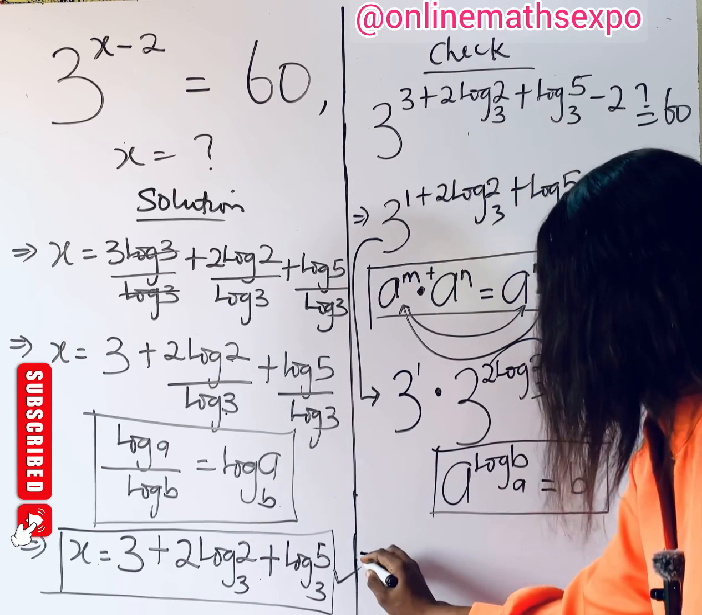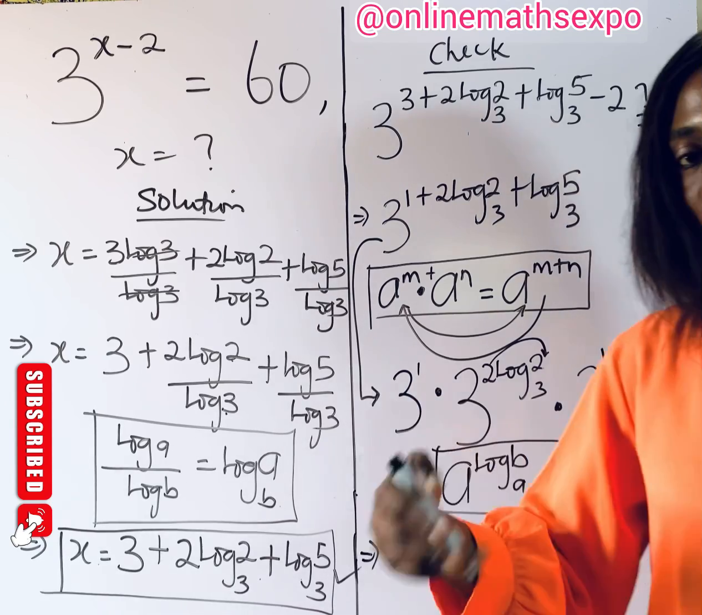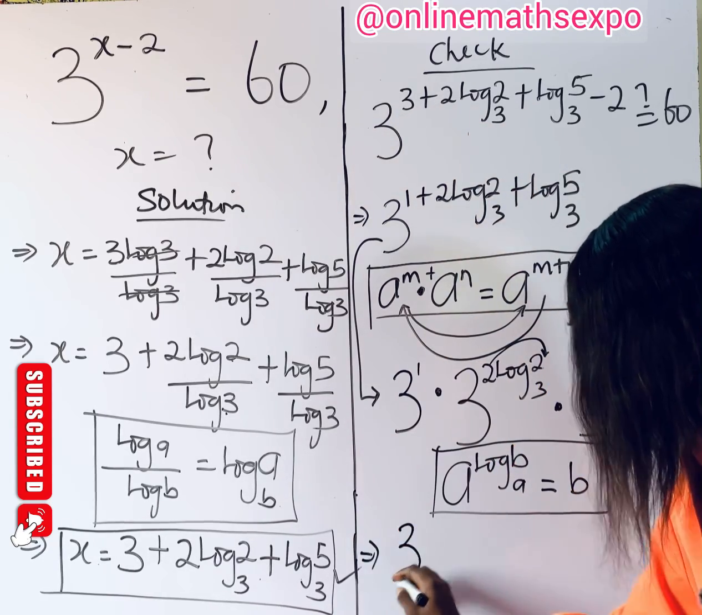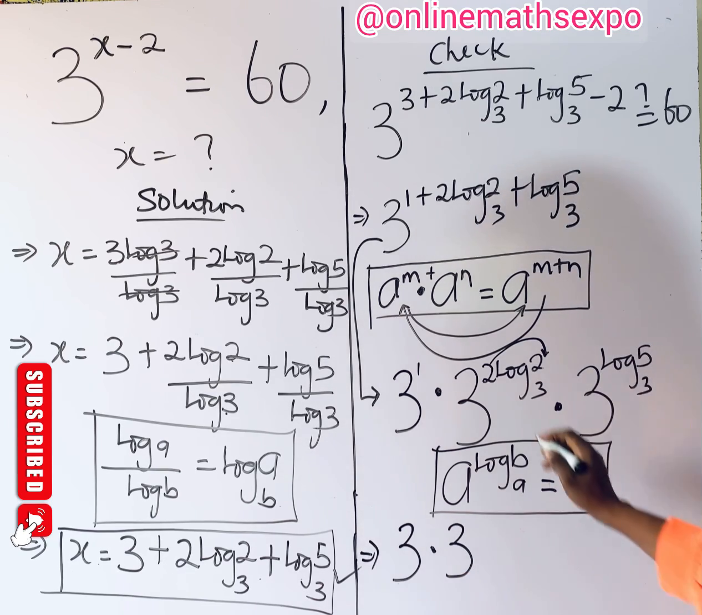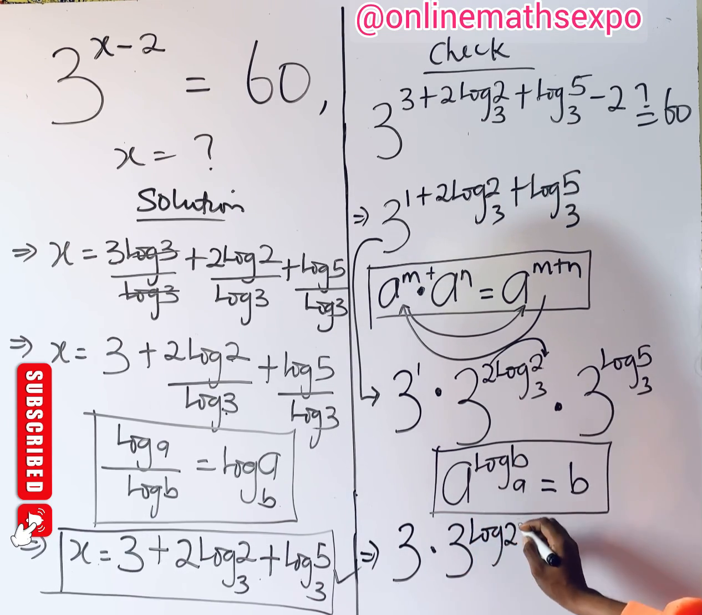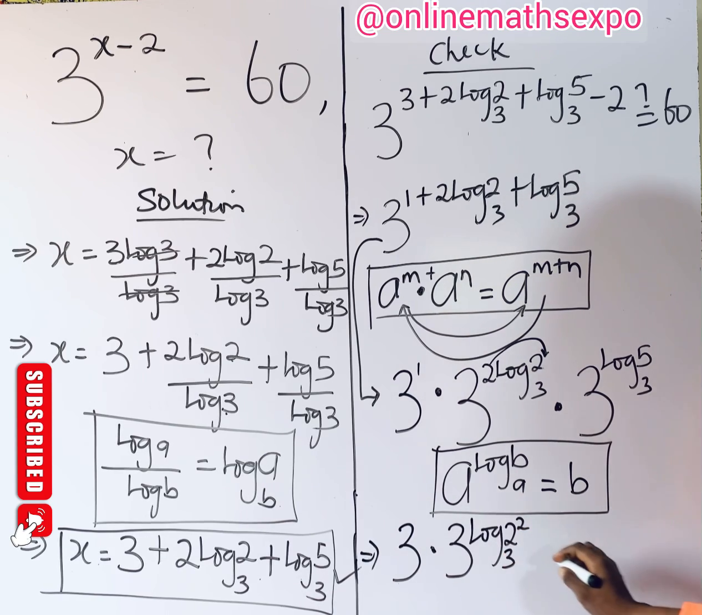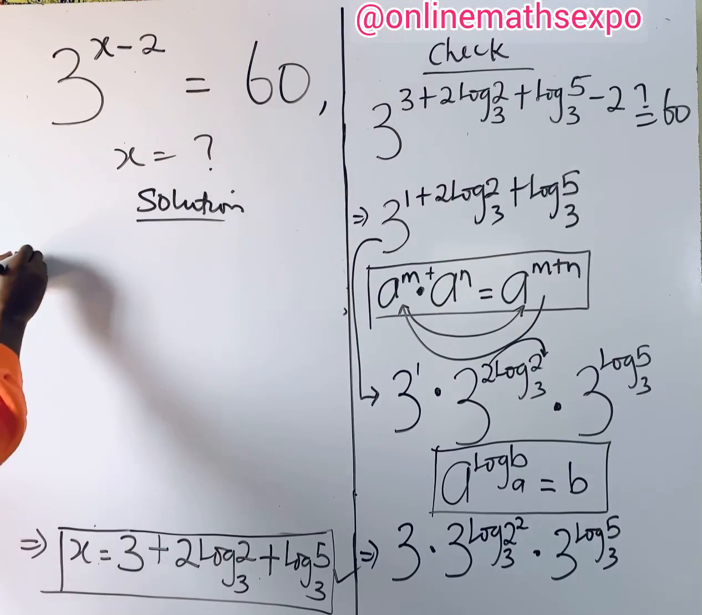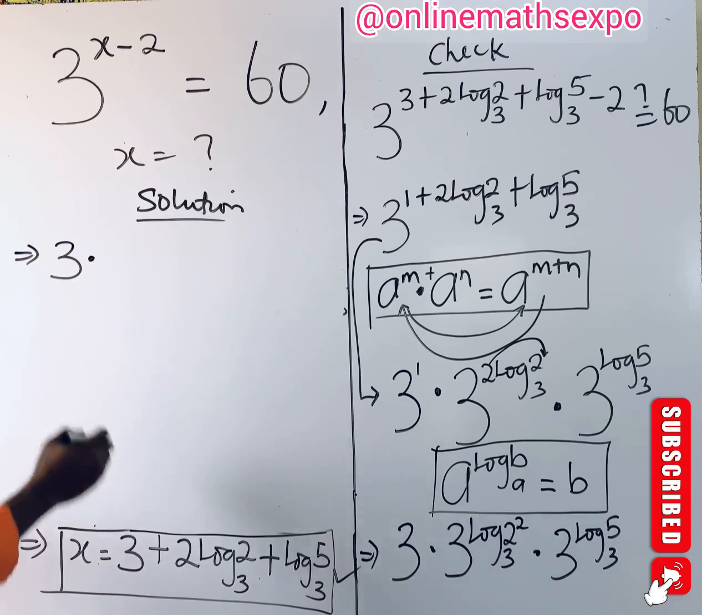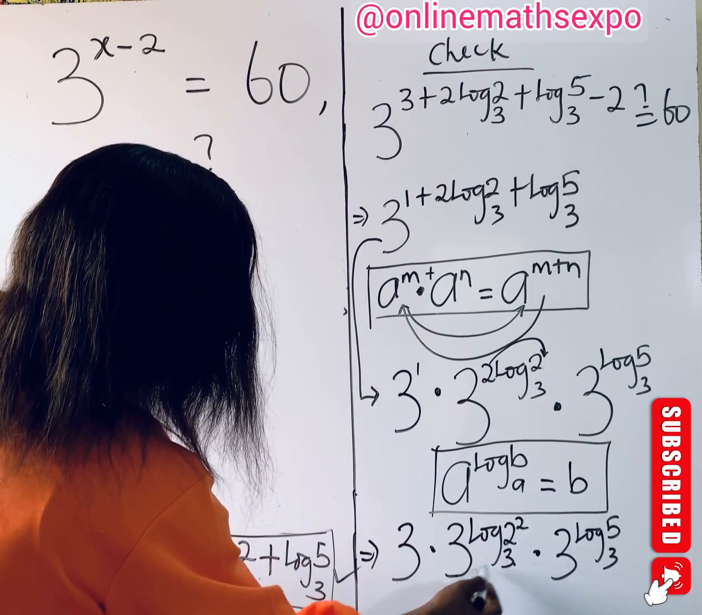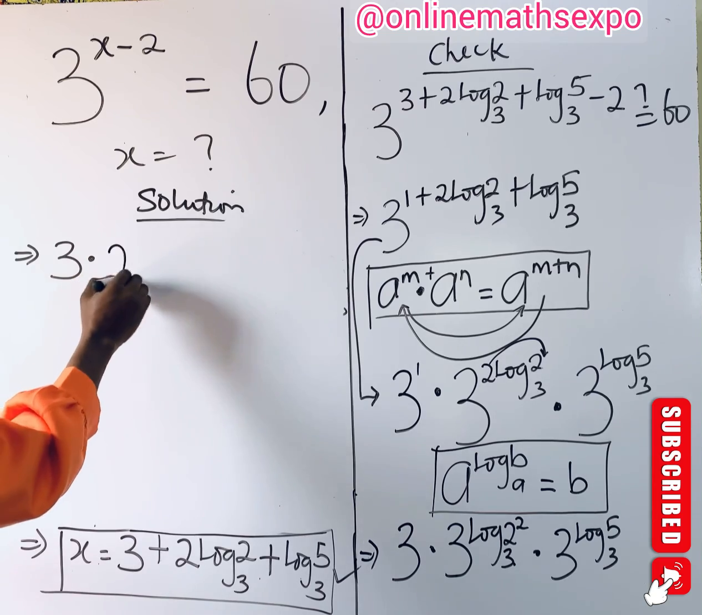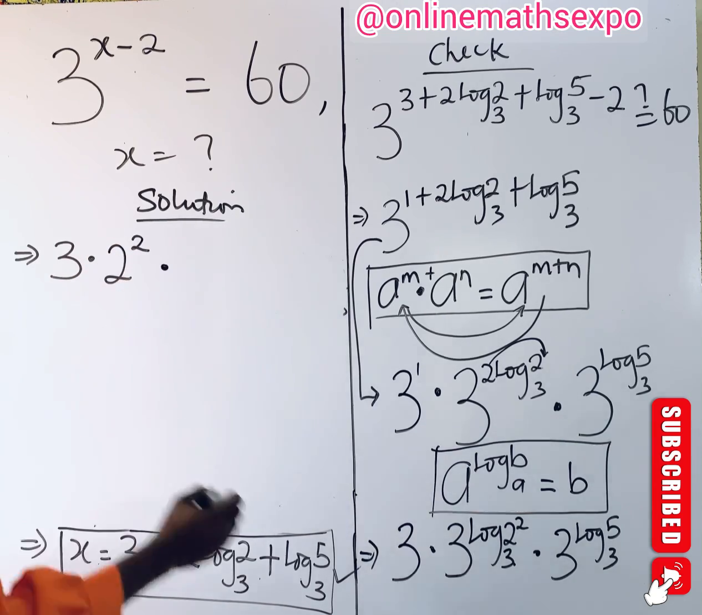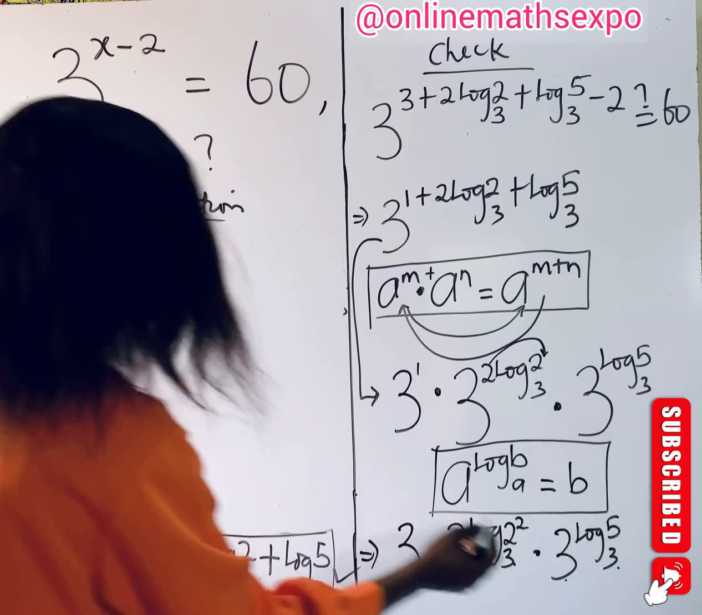So let's do it. We are going to now have, remember, 3 to the power of 1 is 3 multiplied once, which will give us 3. Then multiplied by 3 to the power of log of 2 to the power of 2 base 3. Multiplied by, so we still leave it that way, 3 to the power of log of 5 base 3. Now, at this point, we simplify further to now have 3 multiplied, observing this and this are the same, so we're going to have 2 raised to the power of 2. Did you see that? Multiplied by this and this are the same, so the value here is 5.